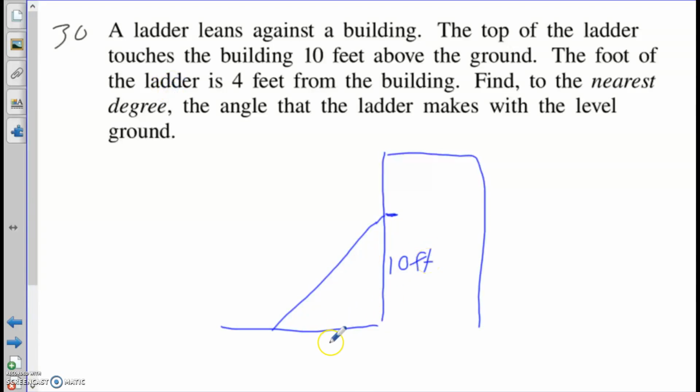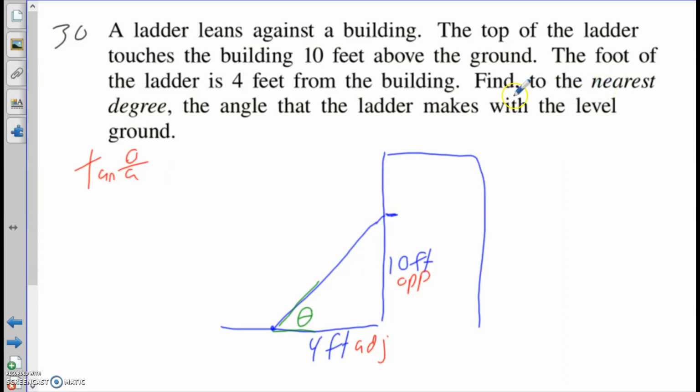The foot of the ladder is 4. So here's the foot, the bottom is 4 feet from the building. Find, to the nearest degree, the angle that the ladder makes with the level ground. So here's the ladder, here's the ground, here is the angle we're looking for. So we're talking trig, and from our angle theta's perspective, this is opposite, this is adjacent. We're not using the hypotenuse, so that is the tangent function. Because remember, tangent is opposite over adjacent from SOHCAHTOA.